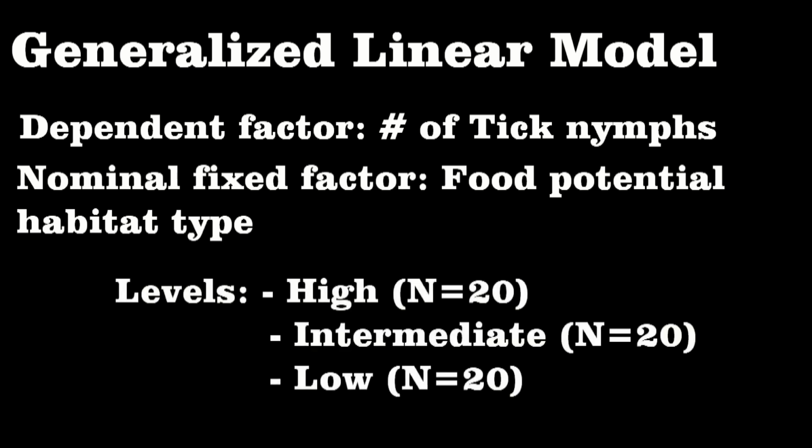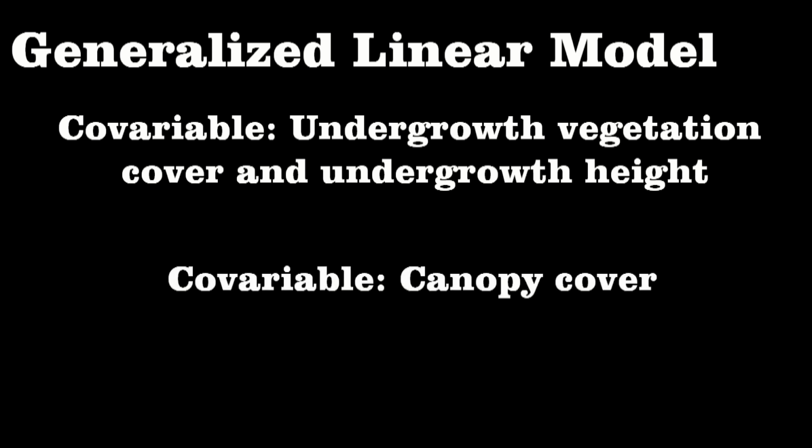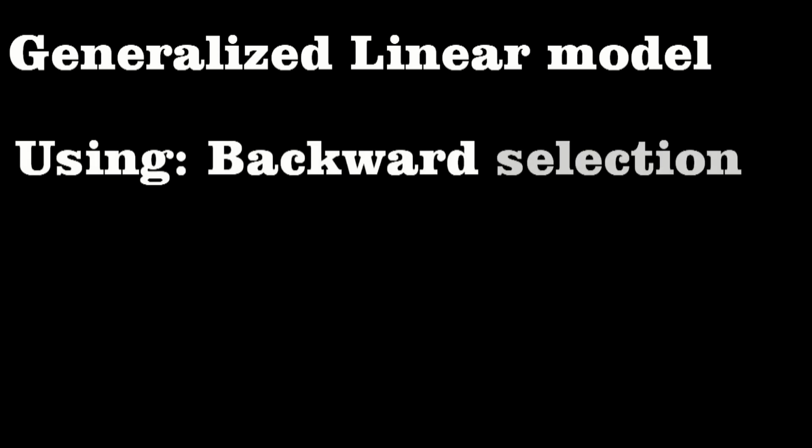To account for the additional variation, covariables will be used. Since we expect a relation between the undergrowth vegetation cover and undergrowth vegetation height, these are included as covariables. Canopy cover will be included since literature highlighted the importance of microclimate for ticks. Covariables are all continuous variables. The model will be run using a backward selection method, in which all non-significant variables are excluded.